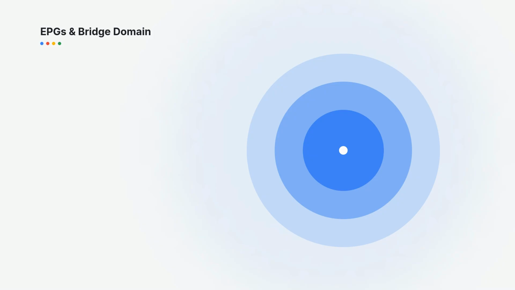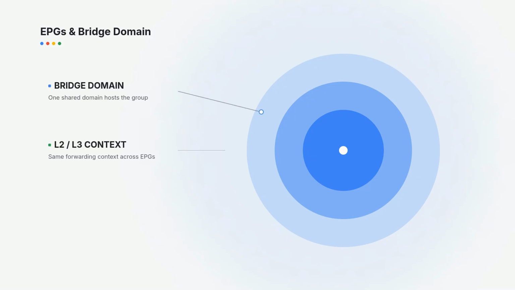Tenant contains policy scope, VRF contains layer 3 routing context, bridge domain contains layer 2 and subnet context. A bridge domain is not the same thing as an EPG, and it is not just a prettier name for a VLAN. You can have one or more EPGs associated with the same bridge domain when those endpoint groups share the same layer 2 and layer 3 context but need different policy treatment. That distinction is huge because it shows ACI separates forwarding context from policy grouping. Once that clicks, the rest of the model gets much easier.